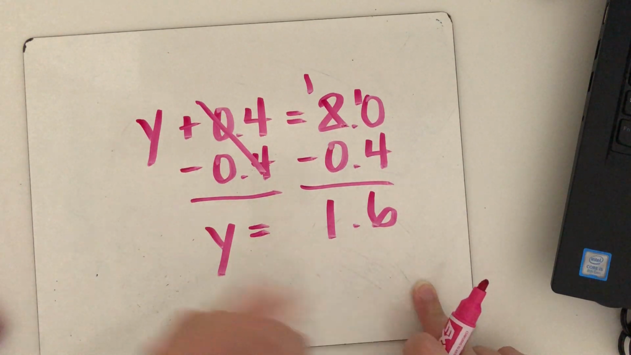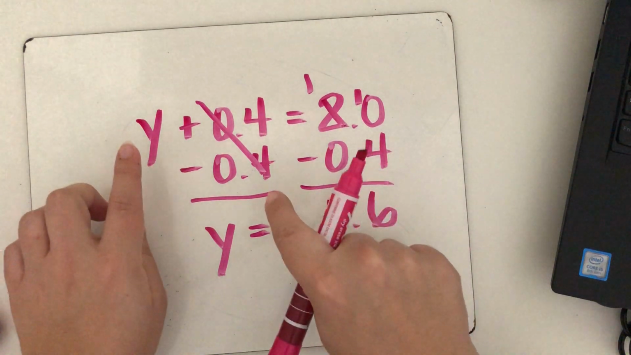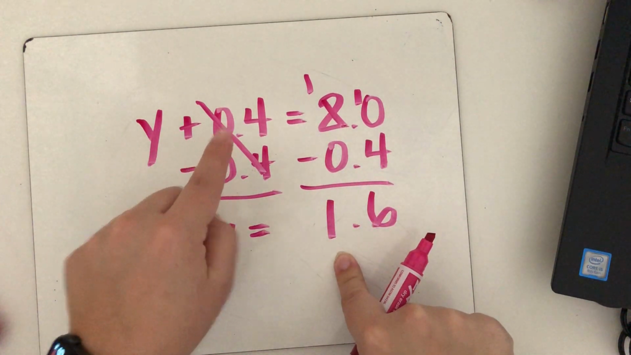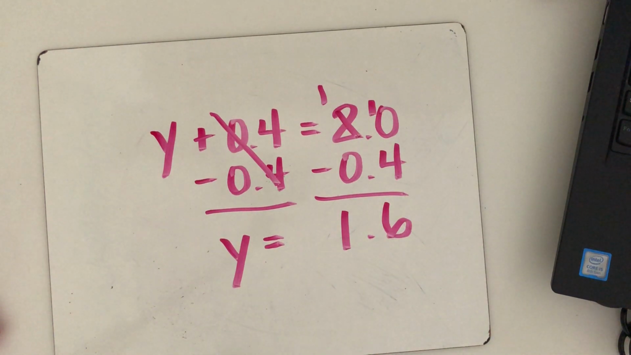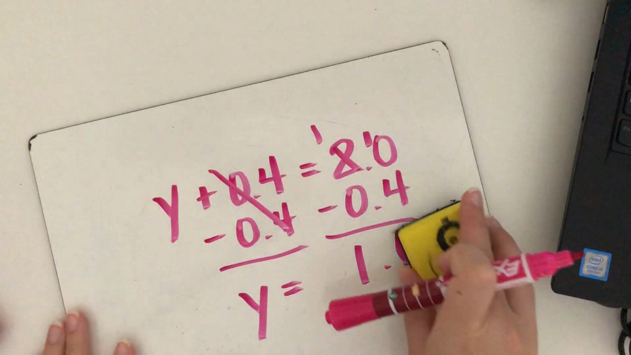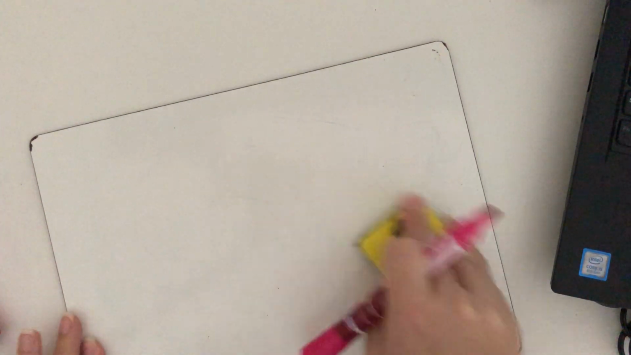So if I wanted to double check myself, I can go back and replace that 1.6 here. If I were to add 1.6 and 0.4, that would most definitely give me 2. Okay? So again, that's pretty much all that we're doing for these. So I'm going to go ahead and go over one word problem for you guys, and then that'll be it for today. So let's try one out here.